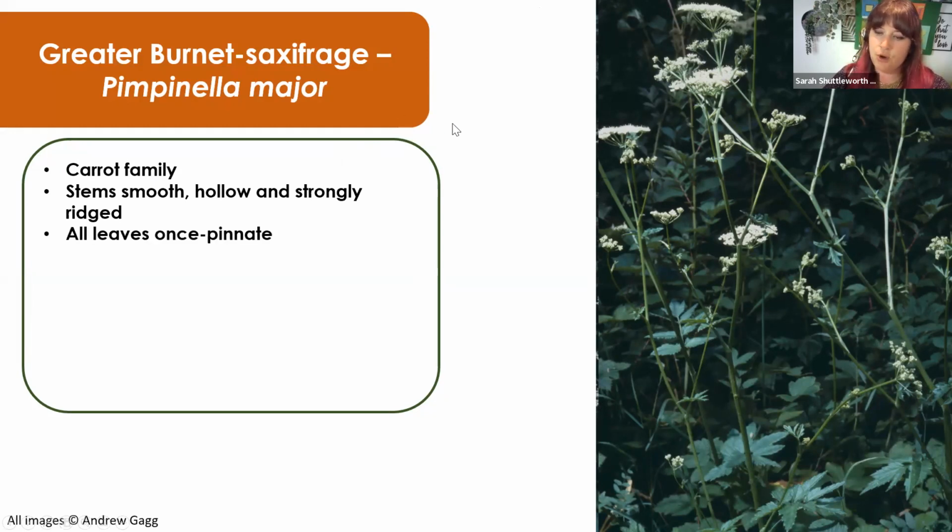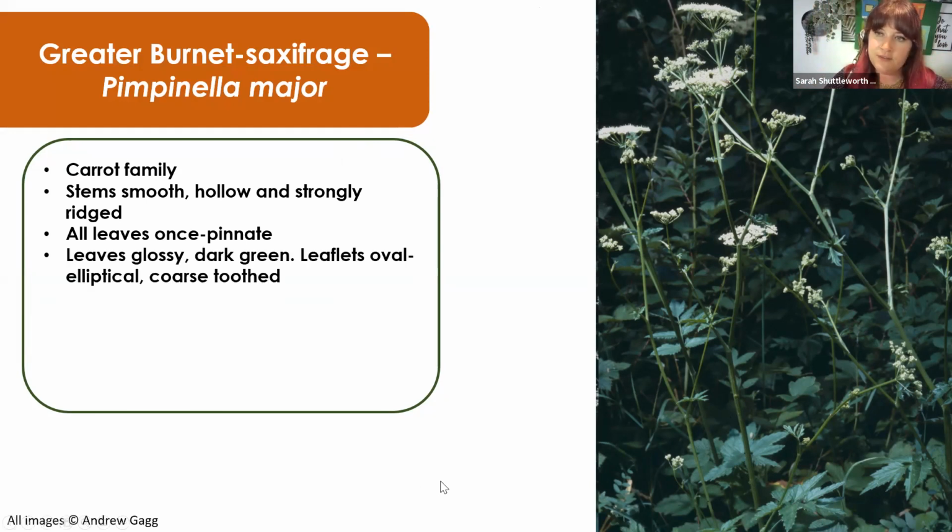All the leaves are once pinnate, so again, they're similar to what we were talking about before, with that one central midrib and then the individual leaflets coming off. The leaves themselves are a glossy dark green, so it can be quite distinguishable from other plants around it. And the leaflets themselves are this oval elliptical shape again, but coarsely toothed.